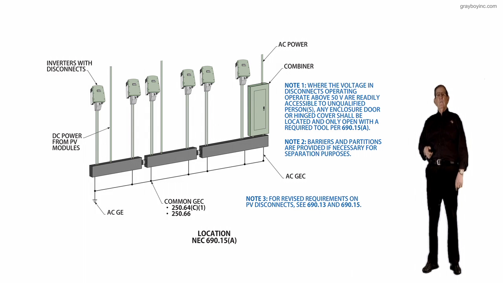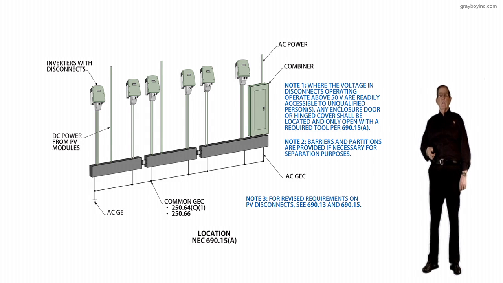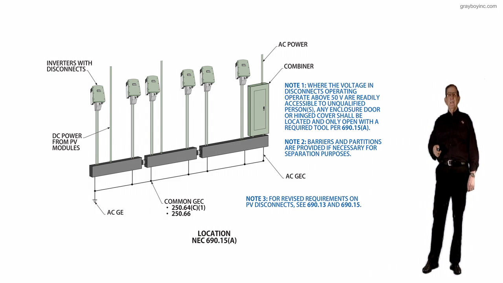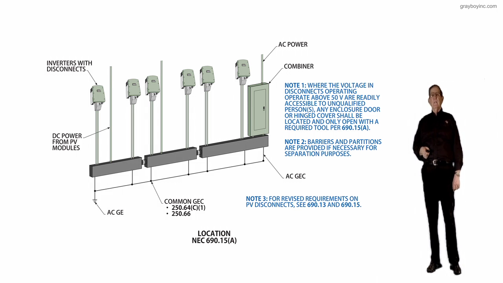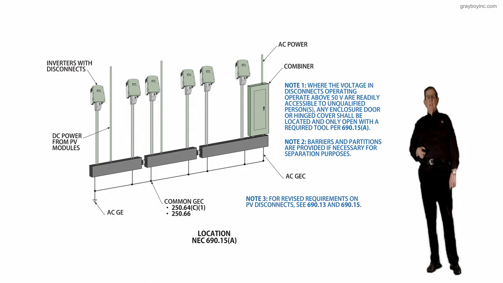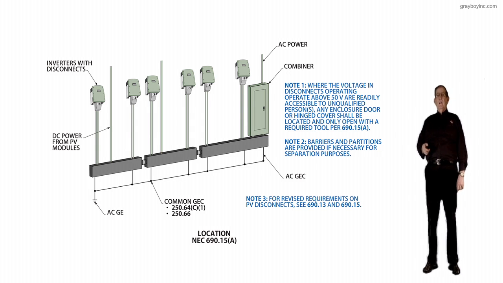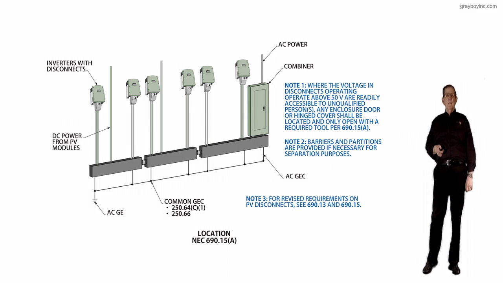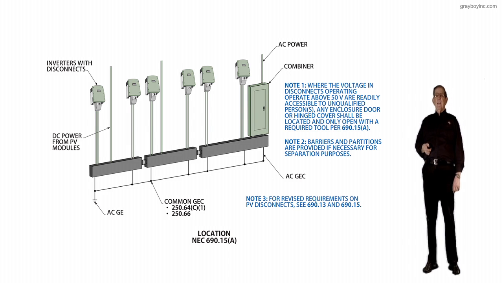690.15. Now notice the grounding procedures here. We have a common grounding electrode conductor underneath those auxiliary gutters there. That's called a common grounding electrode conductor. We can learn more about it in 250.64(C)(1) and 250.66, excuse me, and 3/8 as large as it has to be. And then it's bonded and connected into the grounding electrode system for AC.